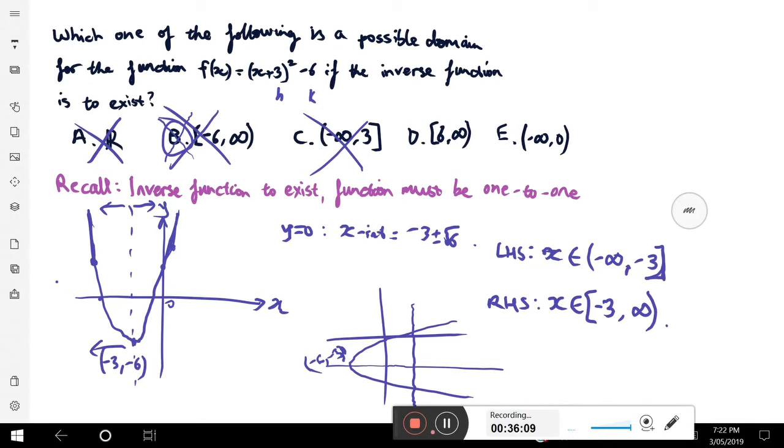Okay, D, 6 to infinity. Yeah, okay. So you're starting from the right-hand side, you're continuing to the right-hand side, you're not crossing over to the left-hand side. So this one's correct. Alright, E, negative infinity to 0. Our turning point's at negative 3. If you're going from the left-hand side to 0, you're crossing over to the right-hand side. So that's also wrong. Okay, so the answer is D.